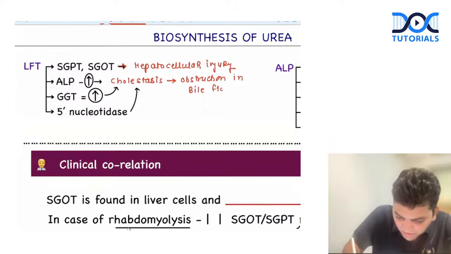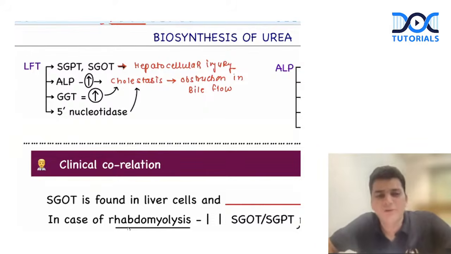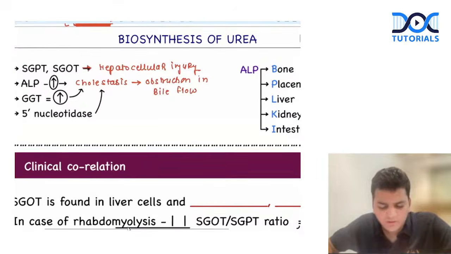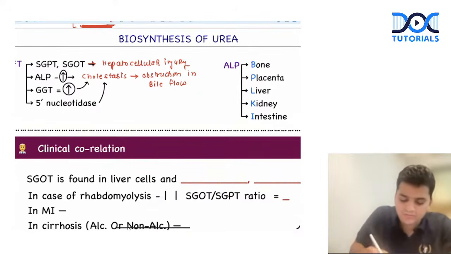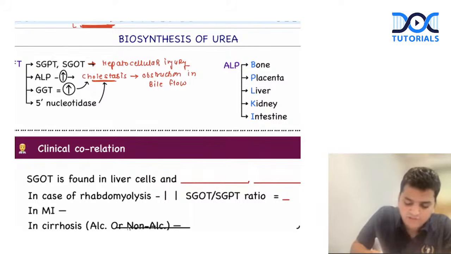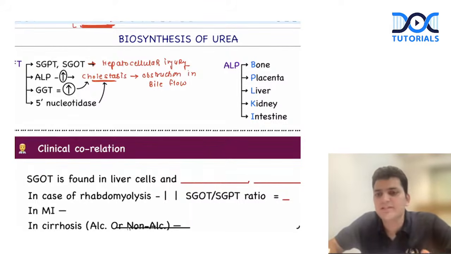Whenever there is obstruction in the bile flow, the alkaline phosphatase, the GGT, and 5-nucleotidase are going to increase. They are the markers of cholestasis. The alkaline phosphatase is not a specific marker actually. GGT and 5-nucleotidase are still specific for cholestasis, but alkaline phosphatase is not, because alkaline phosphatase can be increased in many other diseases.